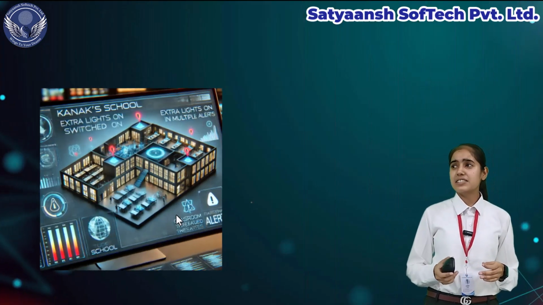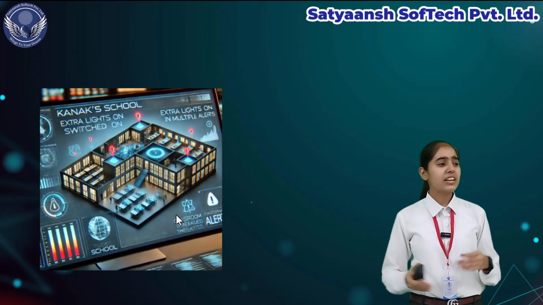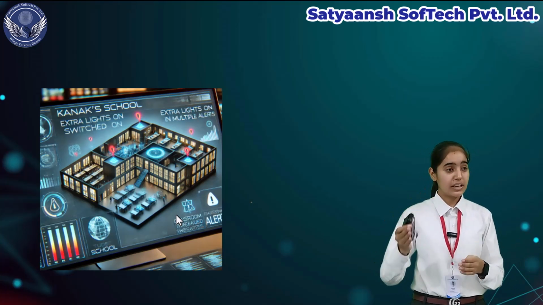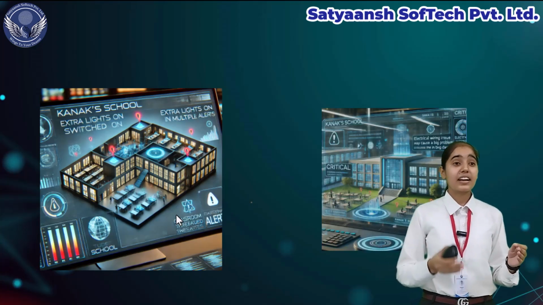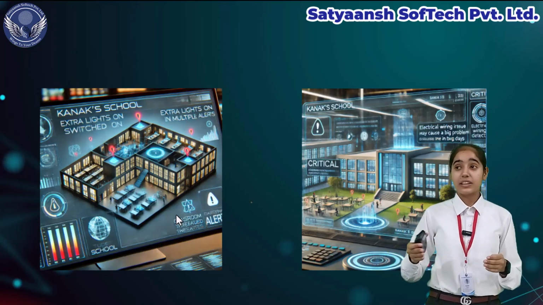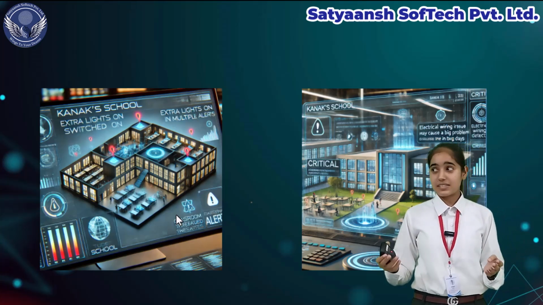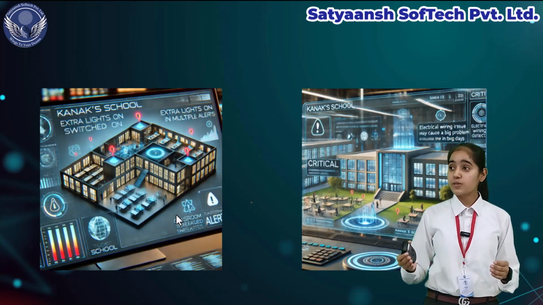Let's say sometimes it becomes difficult to roam in the whole school to check if the extra lights are on. If there are some issues, the virtual representation, the digital twin, will send you alerts that there are extra lights switched on, or there is some wiring issue that needs to be resolved, because if not resolved, it will cause a big problem in a few days. It also gives alerts on your mobile phones.